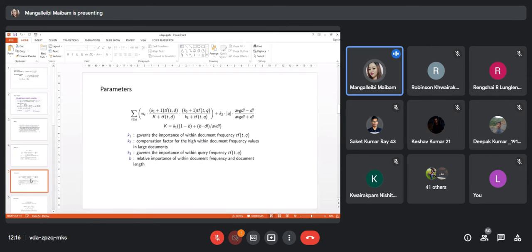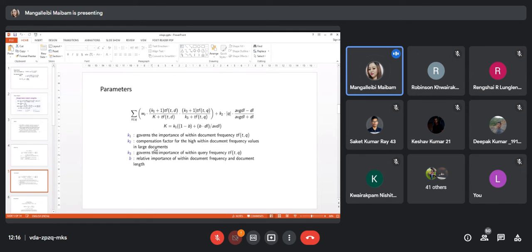Then calculations, so you can see here the explanation. K1 governs the importance of within-document frequency. So the K1 scaling factor is used for scaling the document frequency, and K2 is used for scaling the document frequency in larger documents, and K3 is used for scaling the query frequency. B is used for scaling the document frequency and document length.